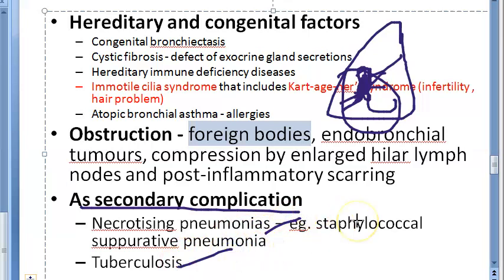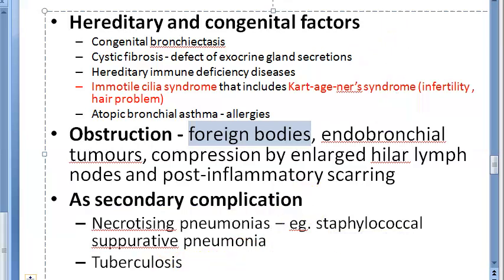So these are infections that are going to lead to bronchiectasis. Okay. So there is going to be necrotizing pneumonia, like because of staphylococcal infection, or tuberculosis, Mycobacterium tuberculosis. Okay. So these are the causes for the actual obstruction and infection.